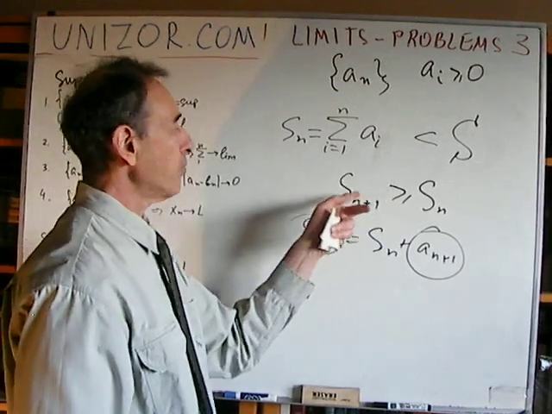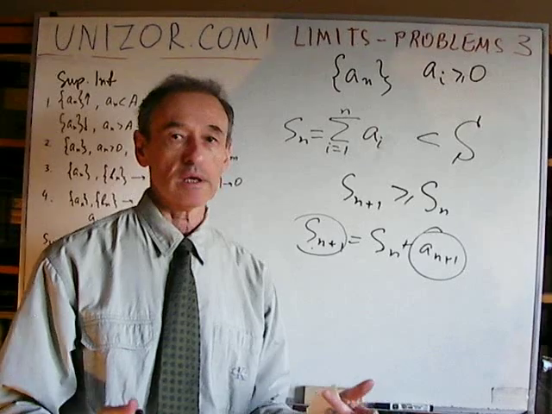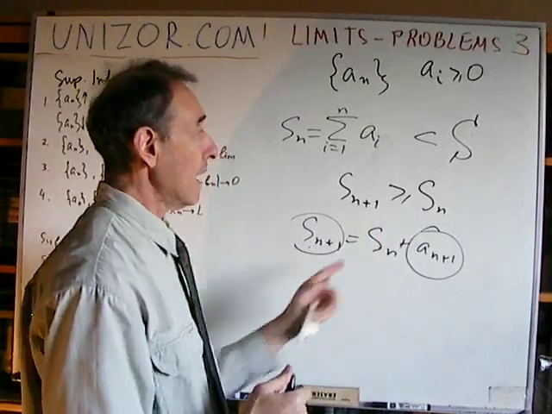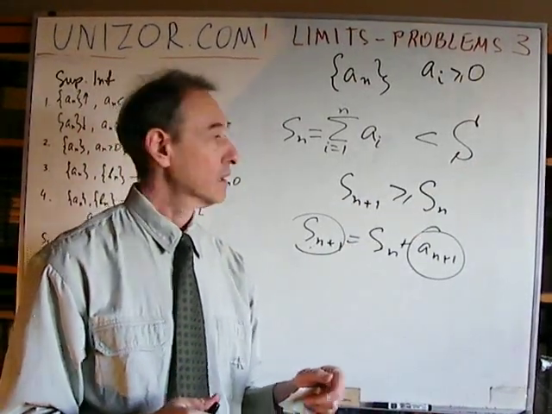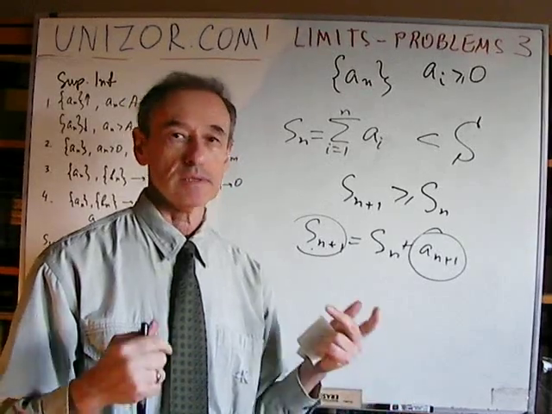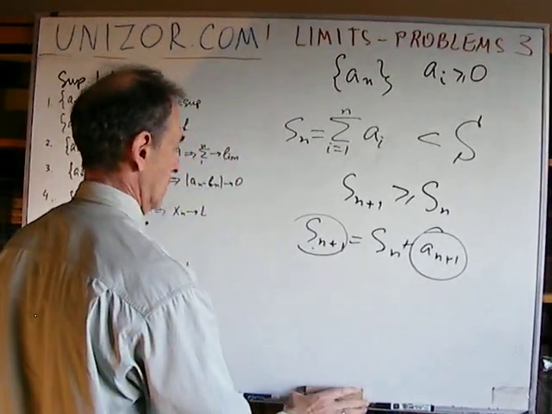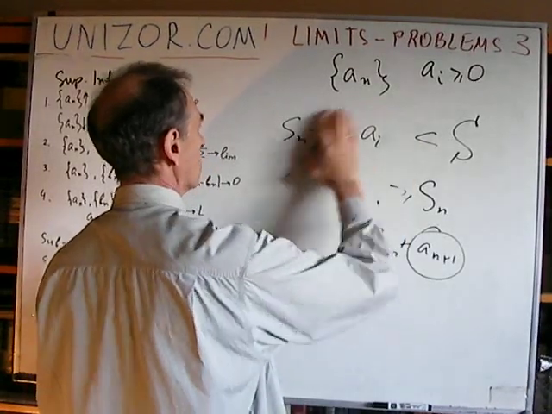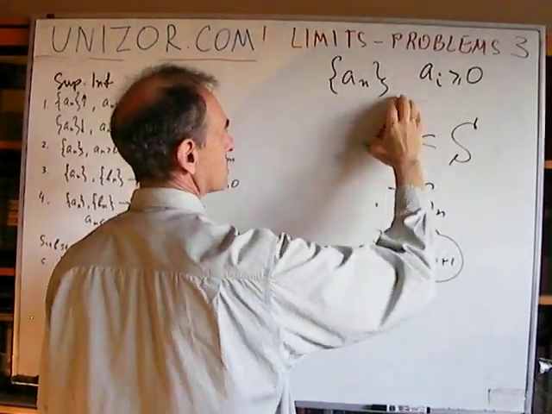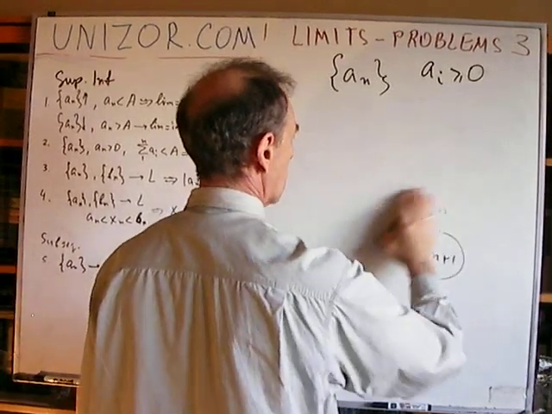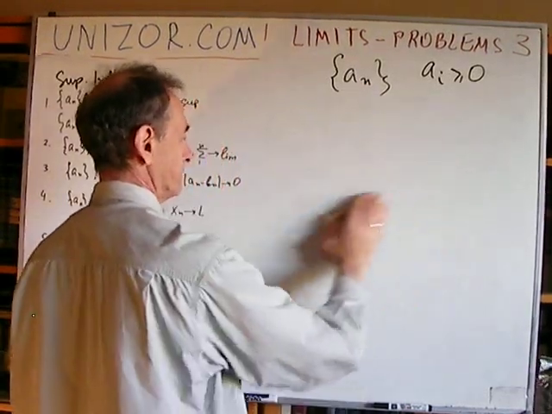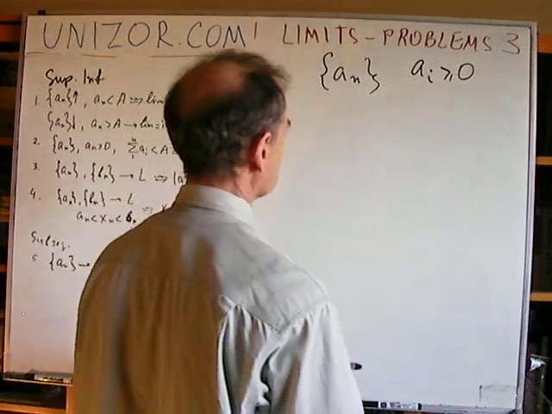So our partial sums represent a monotonic sequence. It's monotonously increasing in this particular case, and it's bounded from above, as we said. Actually, that's the condition of our theorem. Which means, from the previous theorem, it has a limit. That's the end of the proof. Very simple. So basically what we have done here is conclude that from the positiveness of elements follows the monotonousness of the partial sums. And that was very important in this case.